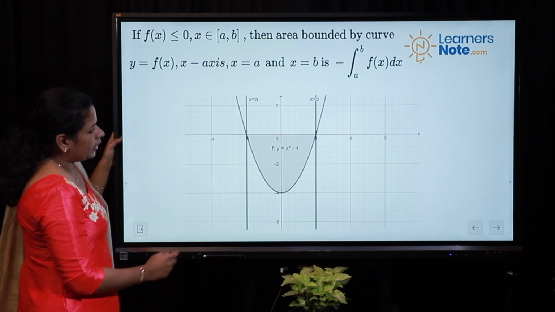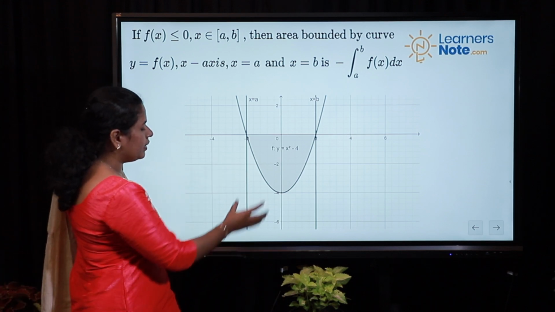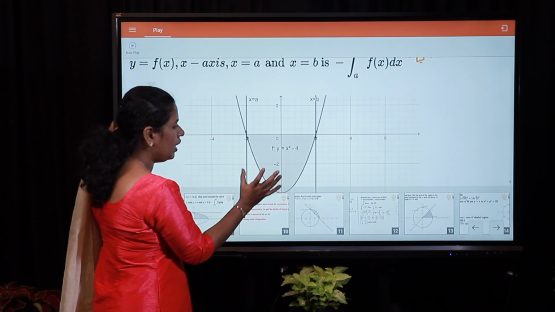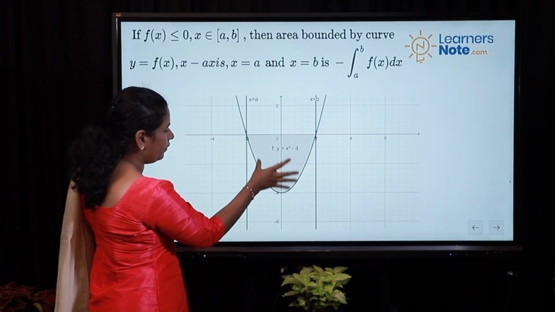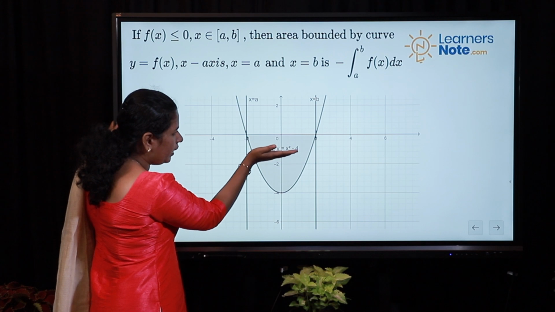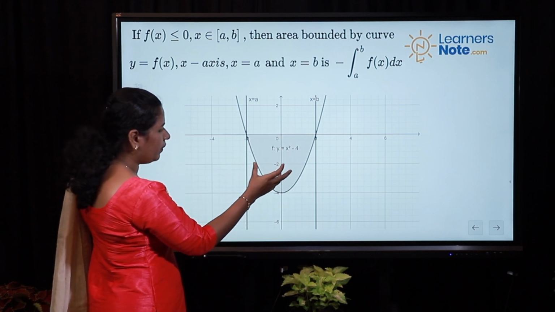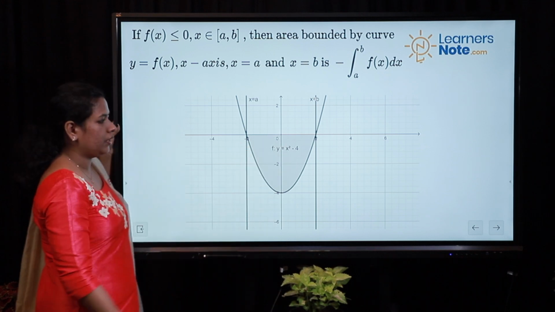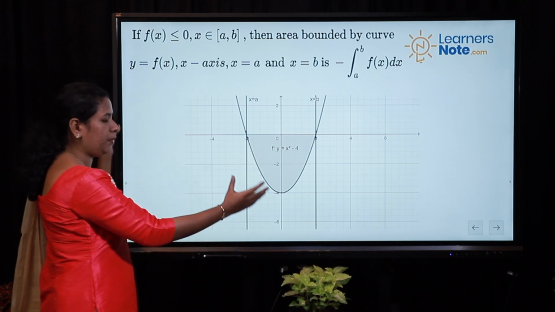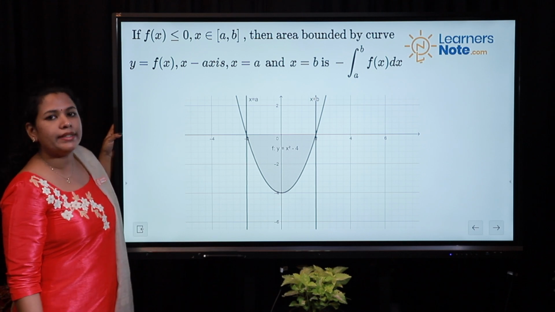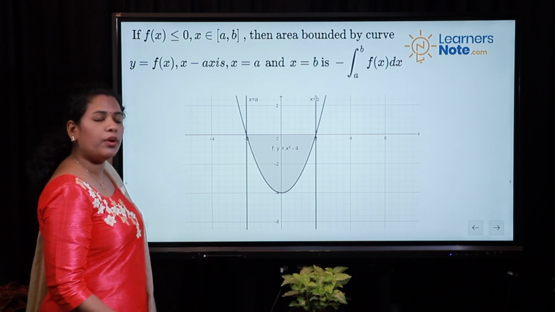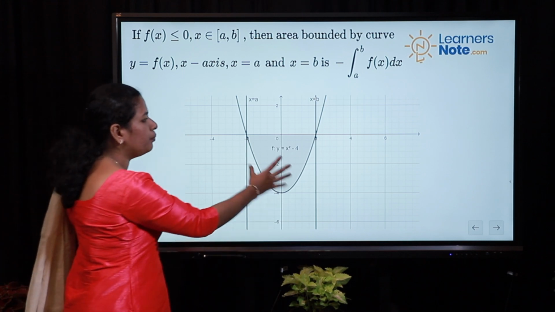Then in this figure, what you can see is, this is our function, this is our curve. When you see this curve, we can see that the curve lies under the x-axis. So when we integrate this equation with respect to the x-axis, you will get a negative area. But area cannot be negative, so we take the modulus.